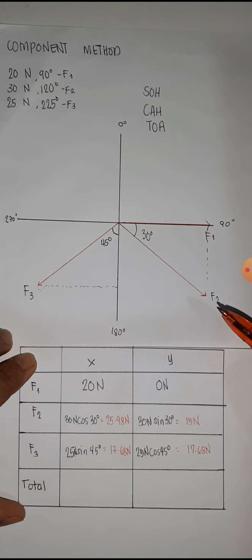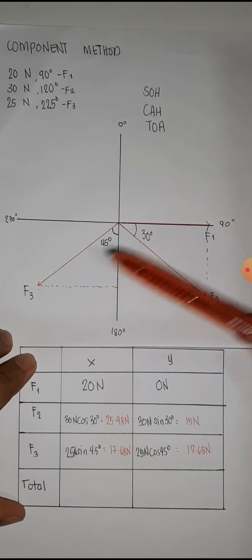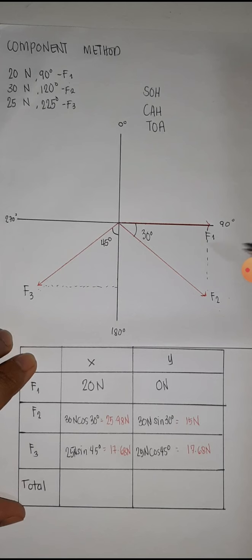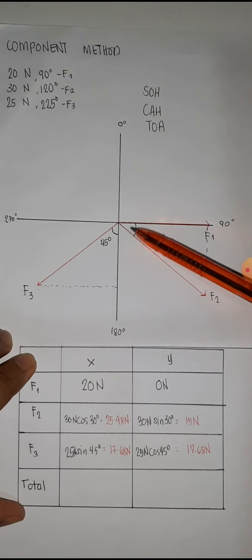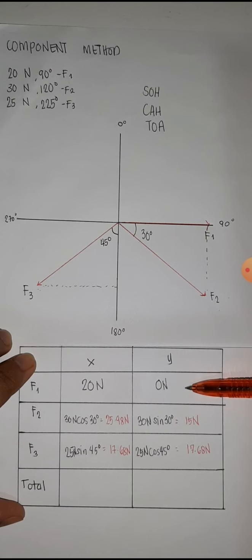We're going to add your x and y components to get the total. But before adding, we need to make sure that we give the correct sign for your x and y components. The sign will be based on where your vectors lie in your Cartesian plane. Your F1 is on the positive x-axis, so your x is positive. It doesn't have any y component, so you don't have to worry about the sign for this one.